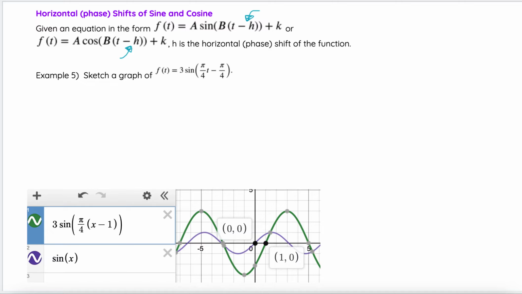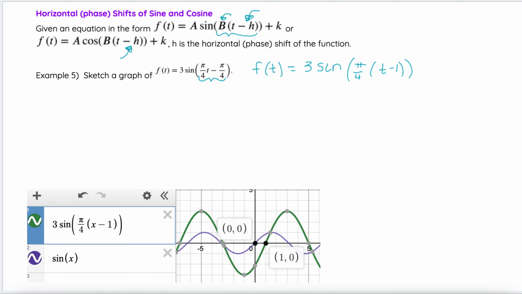I'm going to rewrite this because I want to put it in this form where my b is on the outside and then I'm multiplying by something on the inside to really get that left or right shift. So to do that, I'm going to factor the inside, noticing that they both have pi over 4. So our function is equal to 3 times sine of pi over 4 times t minus 1. If I were to redistribute that pi over 4, we'd get back where we started. But now it's in the form that looks like above.